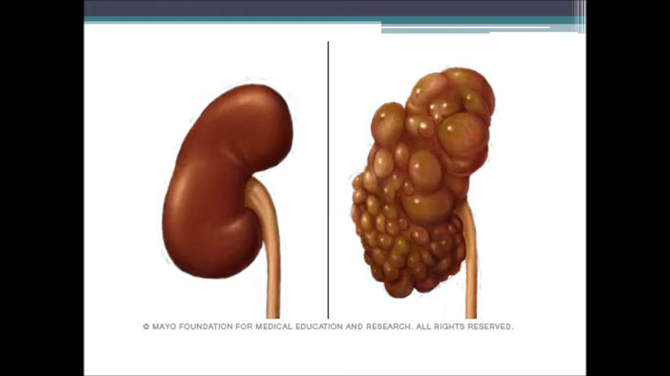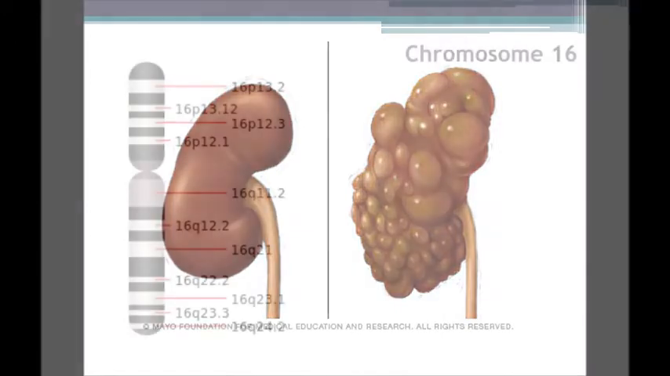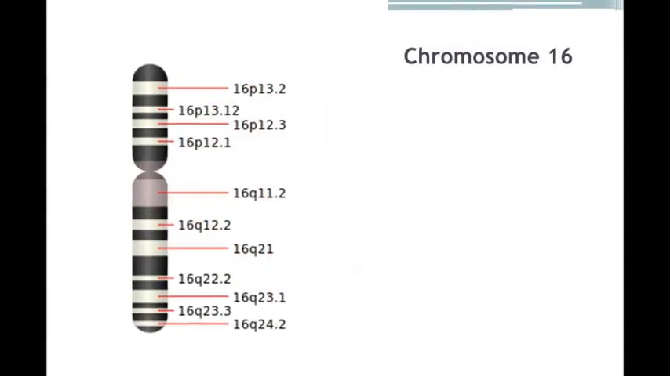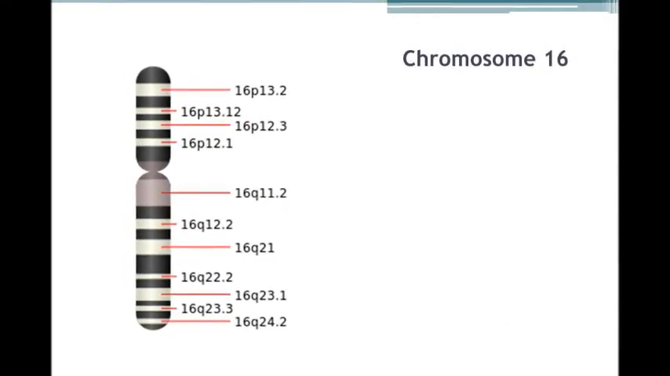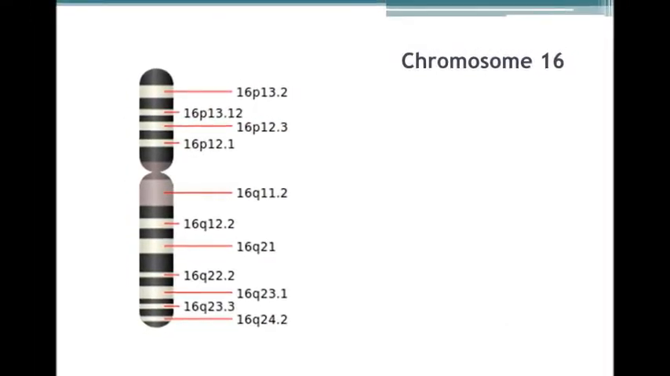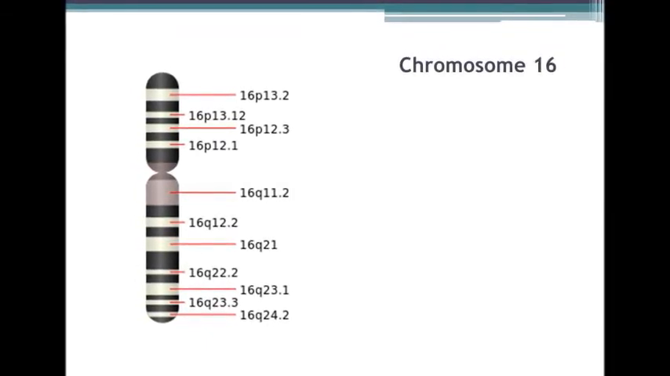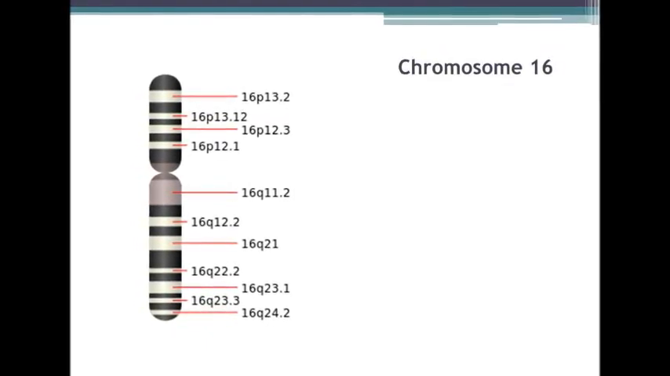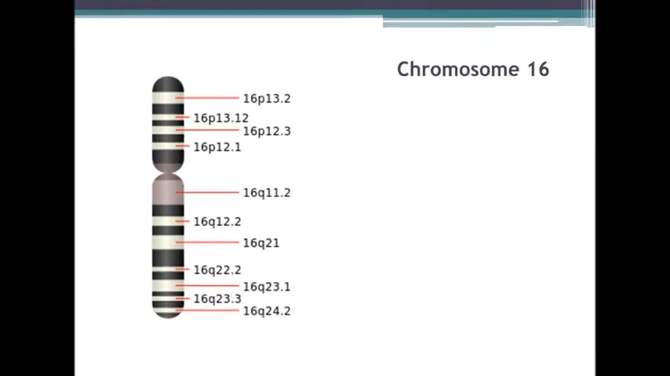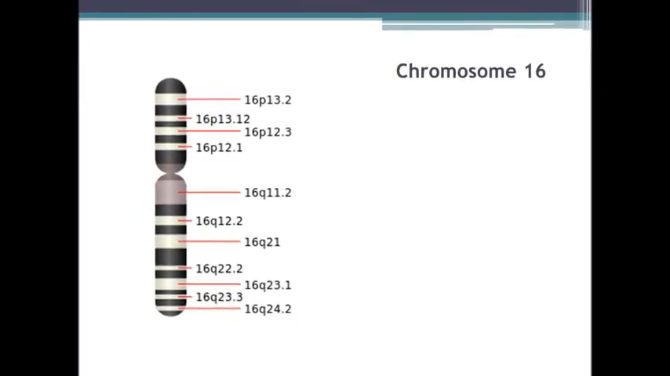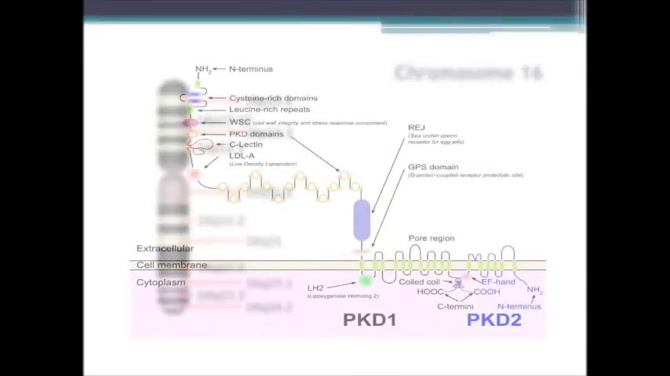There are two different kinds of polycystic kidney diseases, polycystic kidney disease 1 and polycystic kidney disease 2. Abnormality in chromosome 16 is polycystic kidney disease 1. This is due to the expression of abnormal polycystin-1. Chromosome 16 is one of the 23 pairs of chromosomes in humans. People normally have 2 copies of this chromosome.